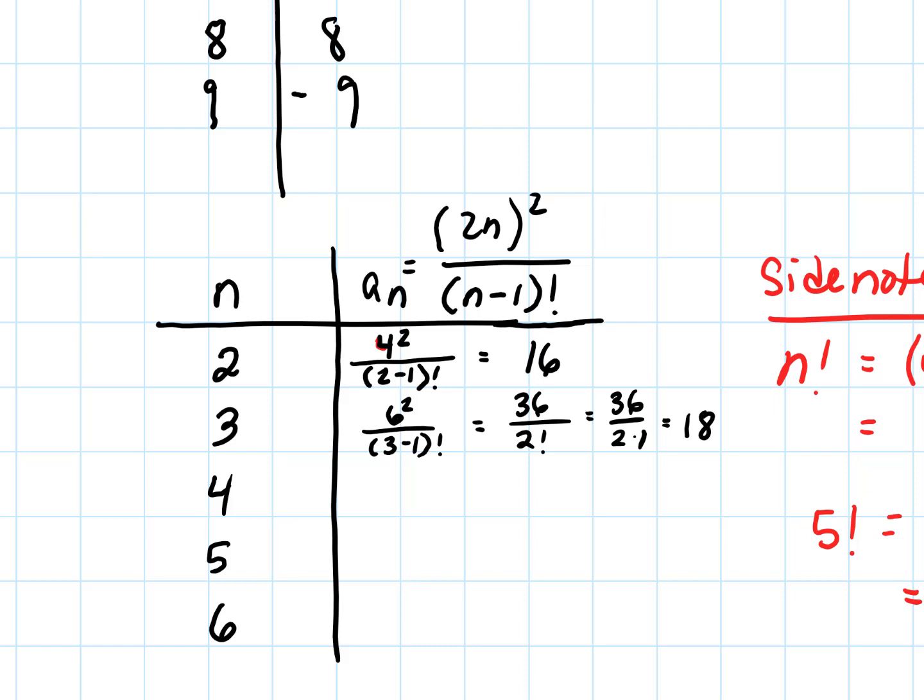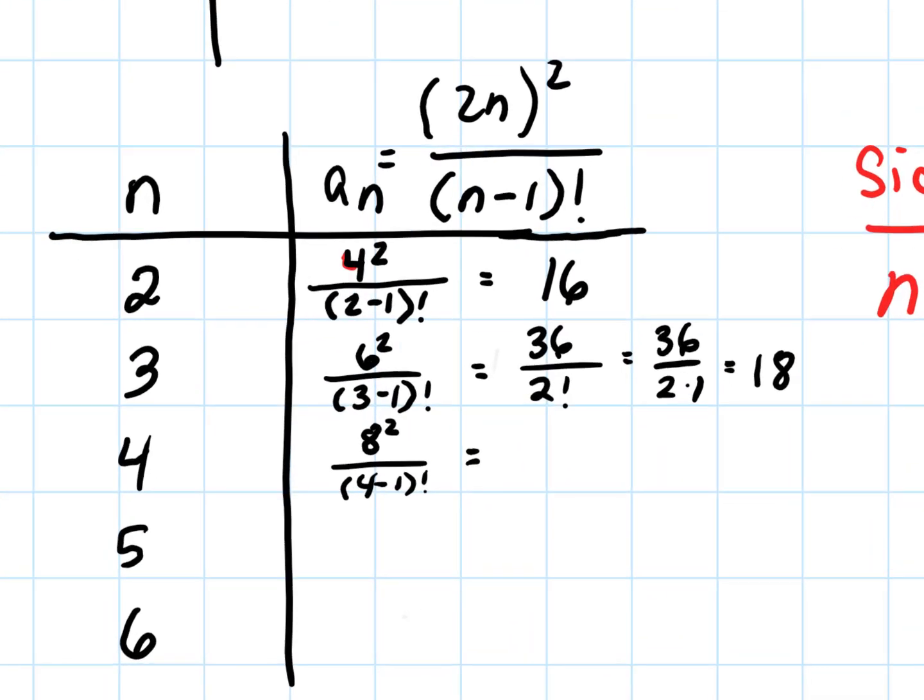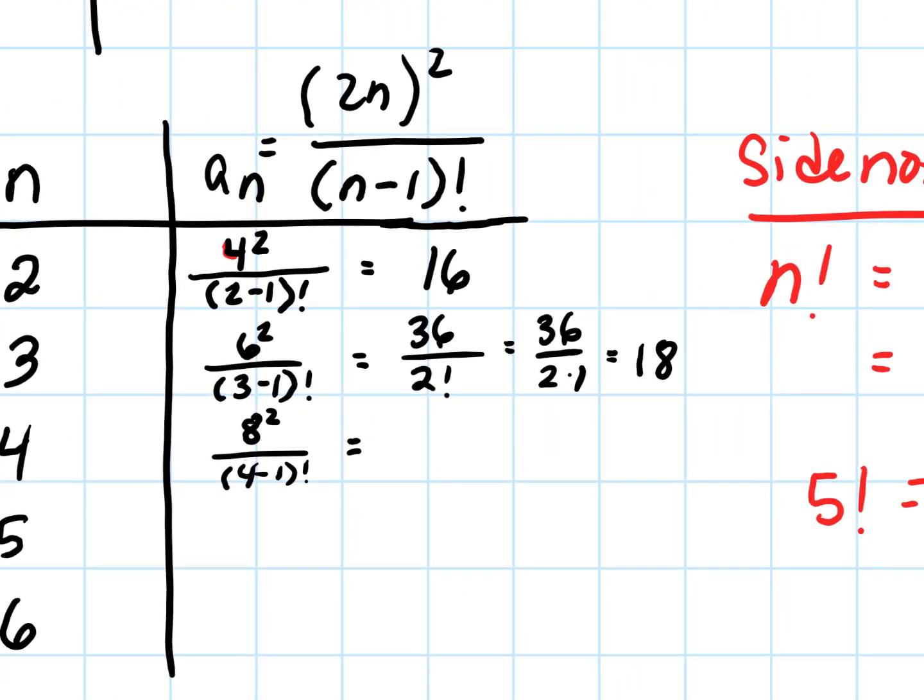and that ends up giving us 18. And then for the 4, we've got 8 squared on the top, and then on the bottom we've got 4 minus 1 factorial. Let's zoom in even more a little bit here so I have more space. So that ends up giving us 64 over 3 factorial. So we've got 64 over 3 times 2 times 1. And so that would be 32 over 3.